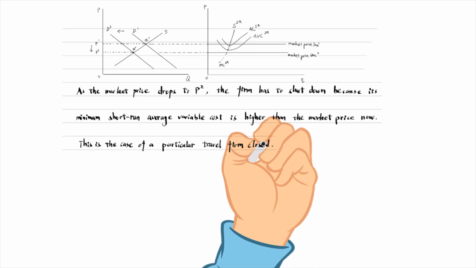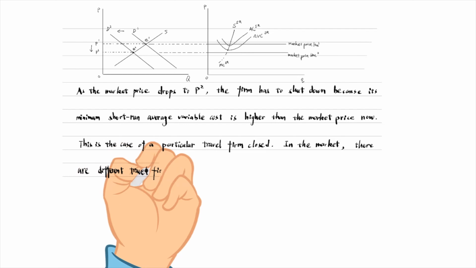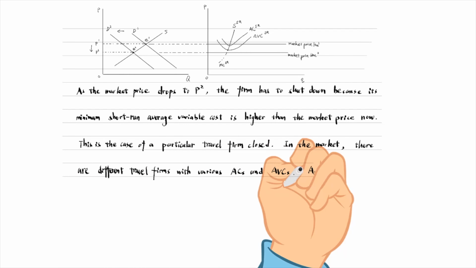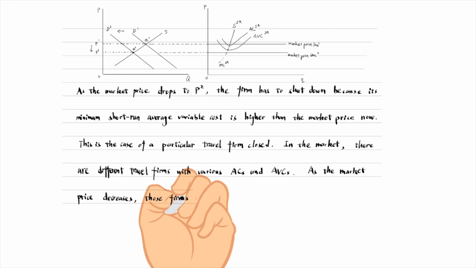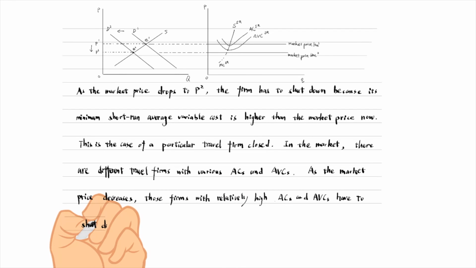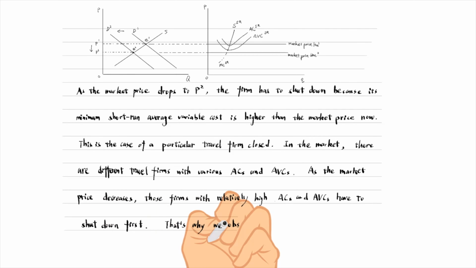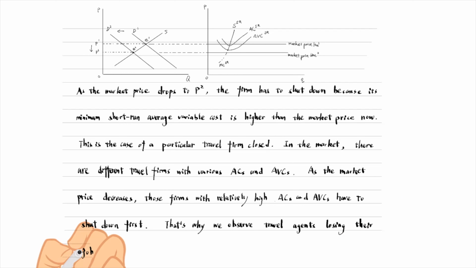In the market, there were different travel firms with various average costs and average variable costs. As the market price decreases, those firms with relatively high average costs and average variable costs have to shut down first. That is why we observe travel agents losing their jobs gradually.